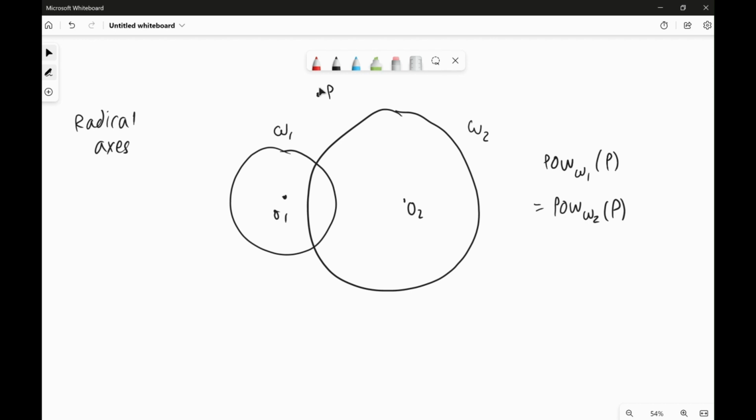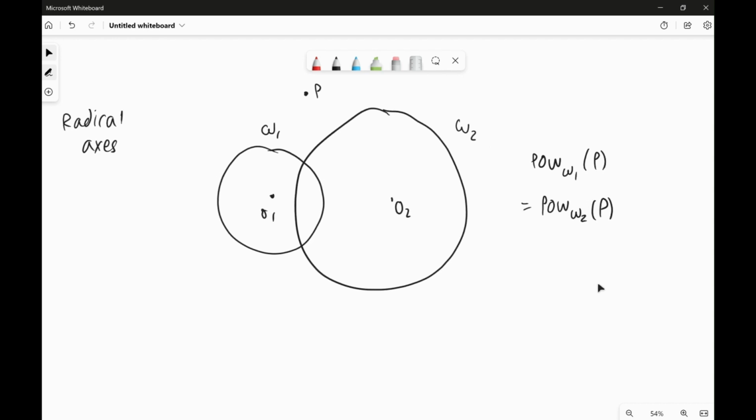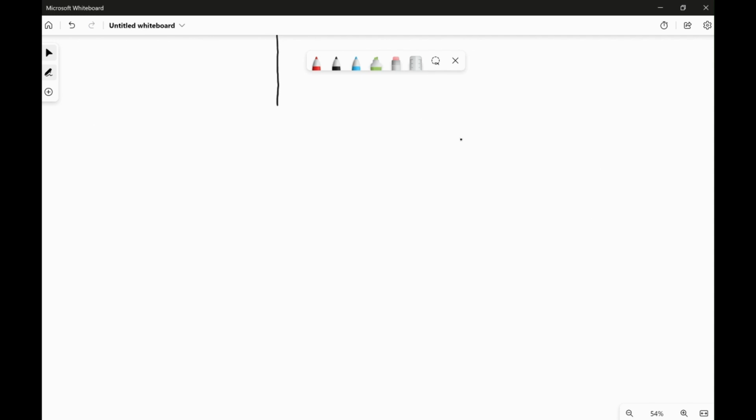And the question is to find what the set of points P that satisfy this condition is. And the circles do not have to be intersecting, by the way. And the cool thing about this is that the set of points ends up being a line, which is really interesting. But exactly why is it a line? Well, we'll see how. So this proof is the easiest one.